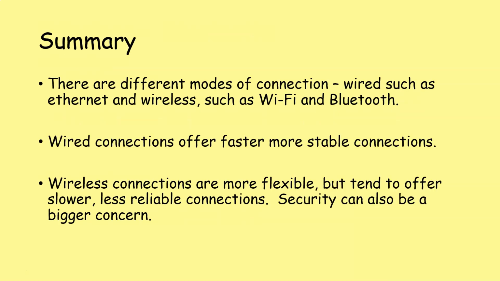In summary, there are different modes of connection. Wired, such as Ethernet, and wireless, such as Wi-Fi and Bluetooth. Wired connections offer faster and more stable connections. Wireless connections are more flexible, but tend to offer slower and less reliable connections. Security is also a bigger concern with wireless connections.